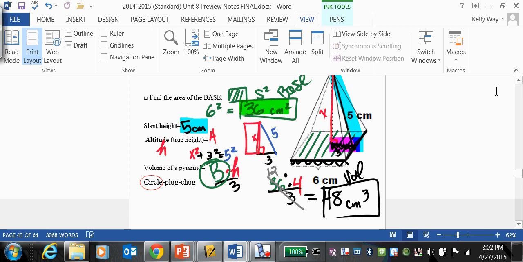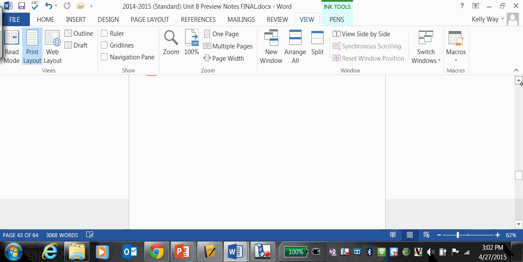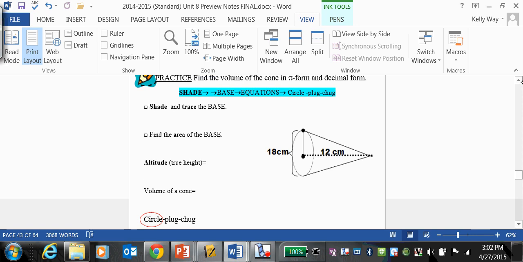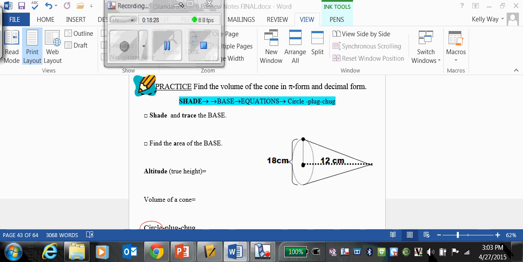Okay. Let's try another one. In fact, I think it's just one more. Yep, it's one more. And what we're going to do, we're going to do this in pi form, and then we'll change it, and it's shade-based equations. Circle plug check. Let's see where we're at. This is a short one.